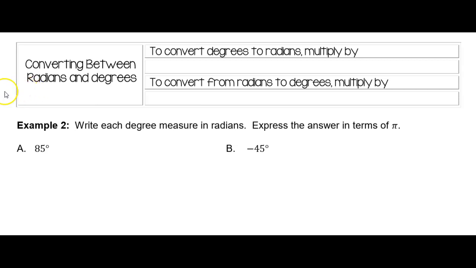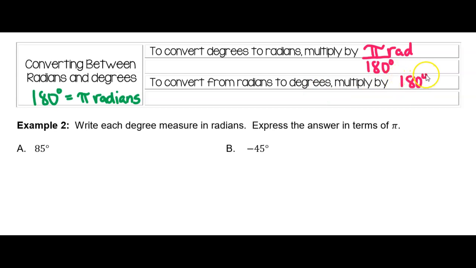When we looked at our circle, we saw that 180 degrees, which is half of our circle, was pi radians. So to convert from degrees to radians, we're going to multiply by the ratio pi radians over 180 degrees. And to convert from radians to degrees, we're going to multiply by the reciprocal of that, which is 180 degrees divided by pi radians. So example 2 says, write each degree measure in radians. Express the answer in terms of pi.